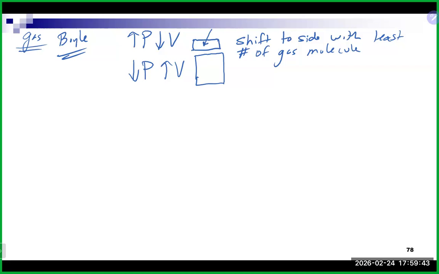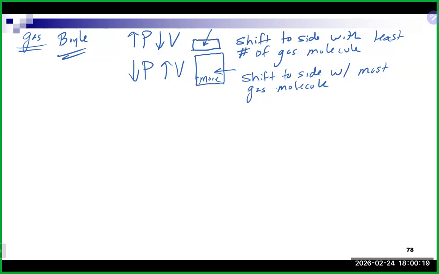So in the case of this, where we have a larger volume, we would need more gas molecules in that larger volume to bring the pressure back up. More gas molecules, again, is going to cause more collisions and ultimately cause the pressure to come back up. So in that situation, we would shift to the side with the most gas molecules. And again, that is reaction dependent as to which side that is. You have to look at it to determine it.